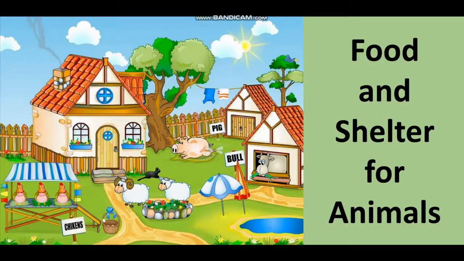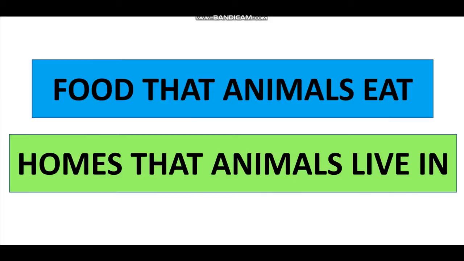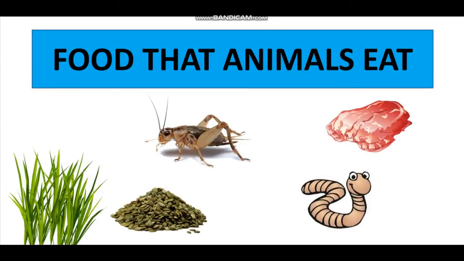We know that all animals need food to live and grow, and they move from one place to another in search of food and shelter. Here we will learn food that animals eat and homes that animals live in. So at first we are going to learn food that animals eat. You can see here some plants, seeds, insects, worms, flesh of animals, right? So these are the foods of animals.